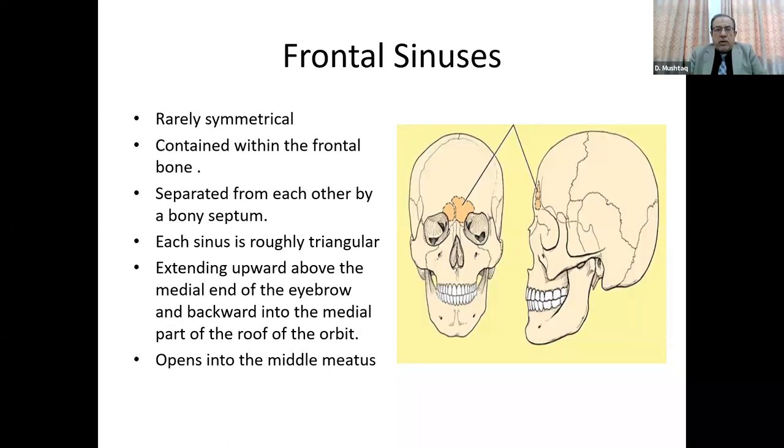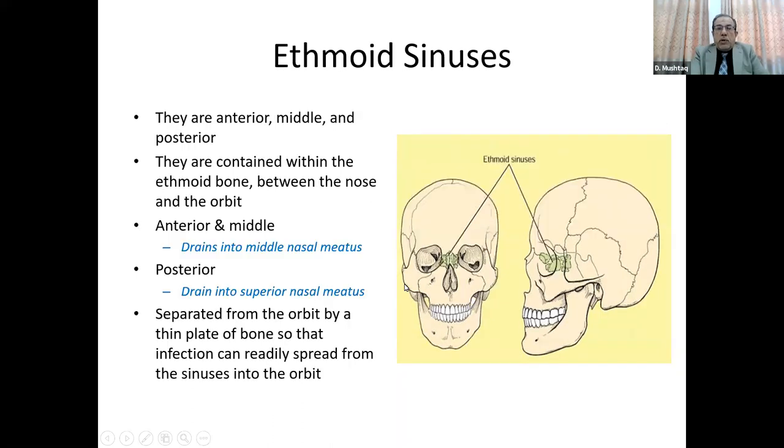It has a triangular shape and drains within the middle meatus also. Ethmoid sinus: there are anterior, middle and posterior ethmoid sinuses in the ethmoid bone, between the two eyes. The anterior and middle ethmoid air cells drain within the middle meatus, while the posterior ethmoid drains within the posterior meatus.